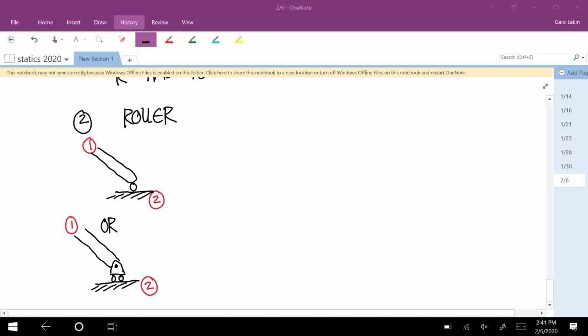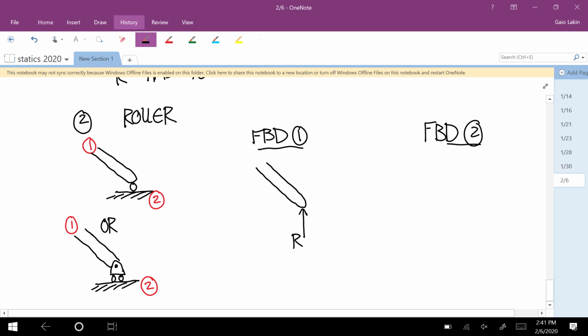In this case, a free body diagram of body 1. Again, this is a pushing force perpendicular to the surface of contact, like that. And then a free body diagram of the second body would be equal and opposite.